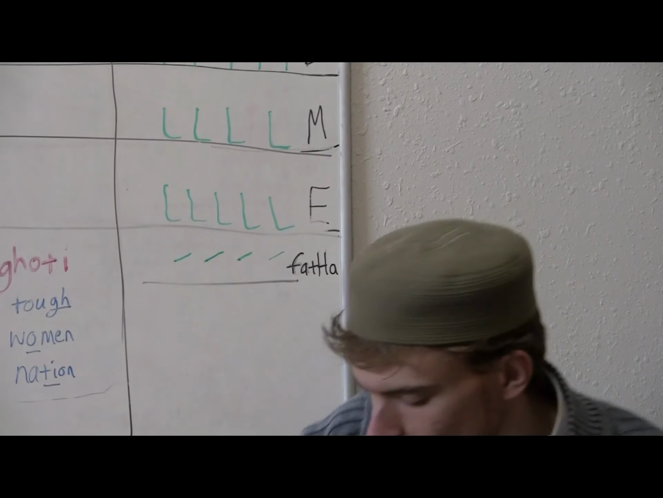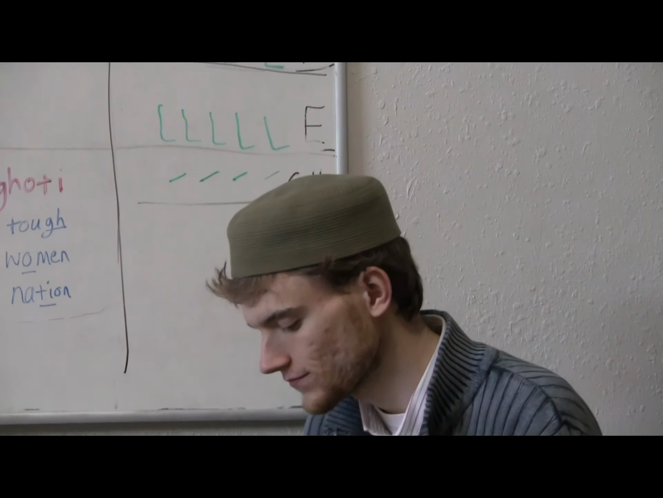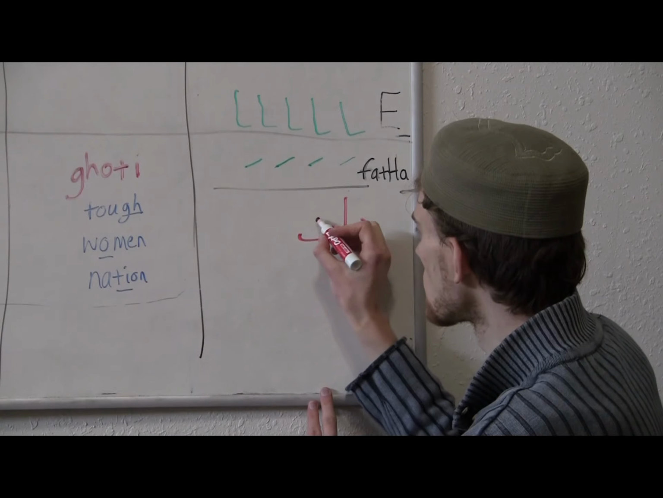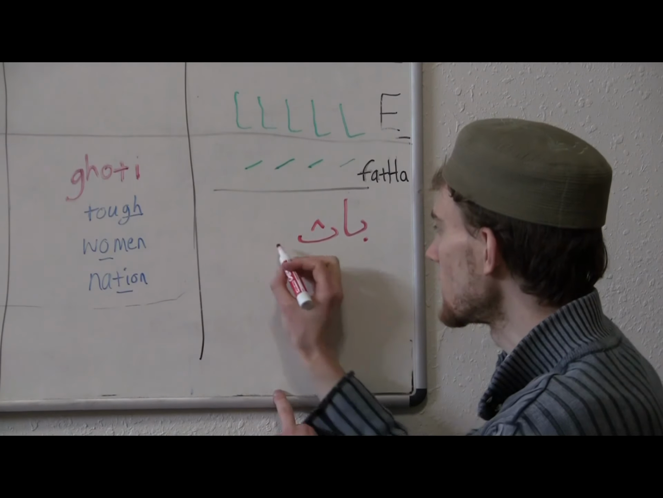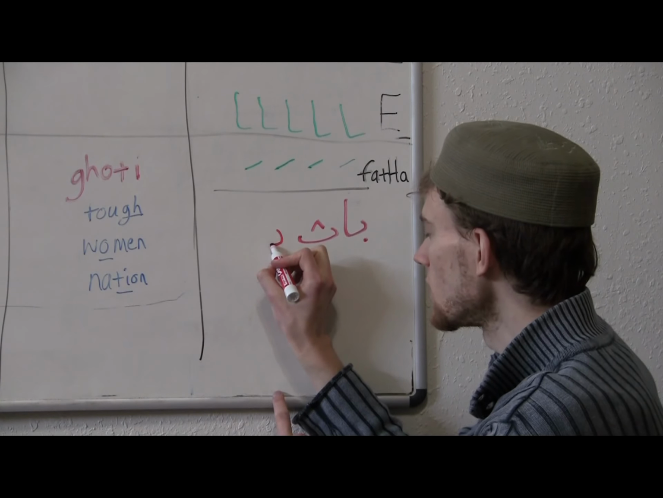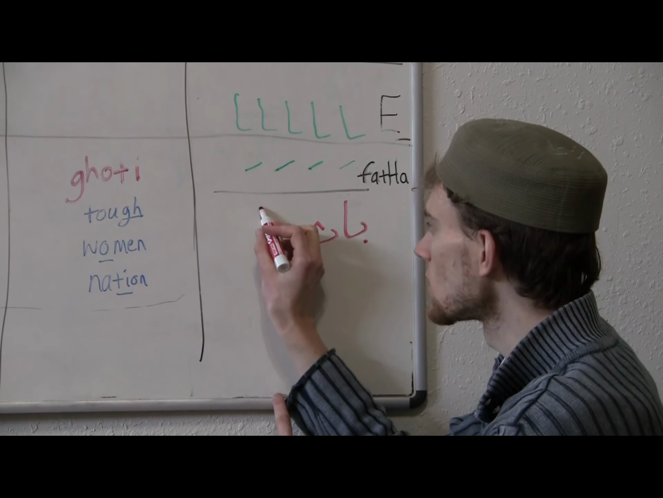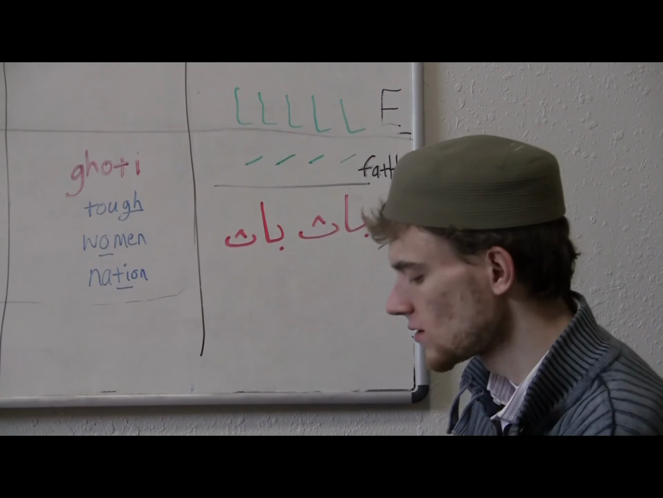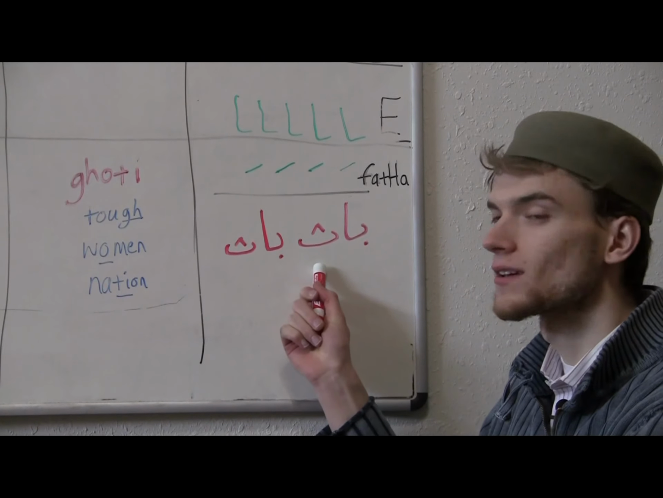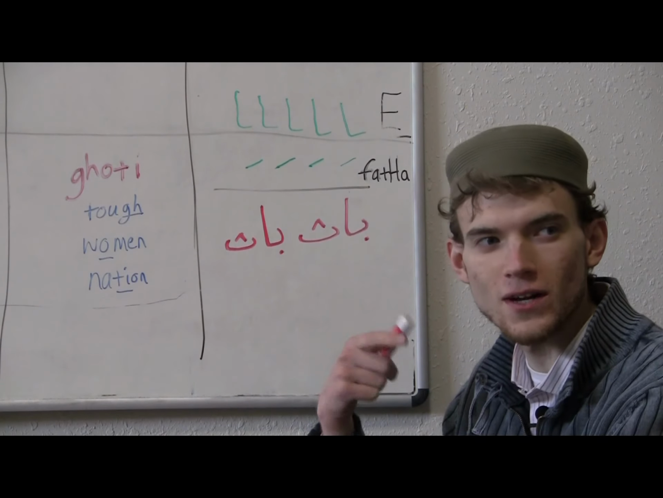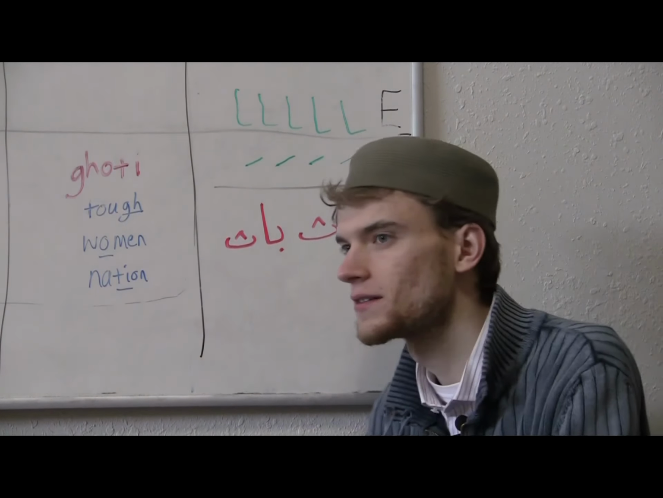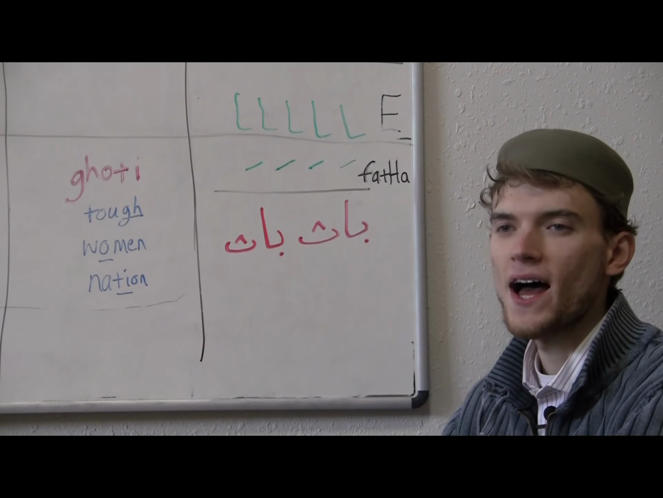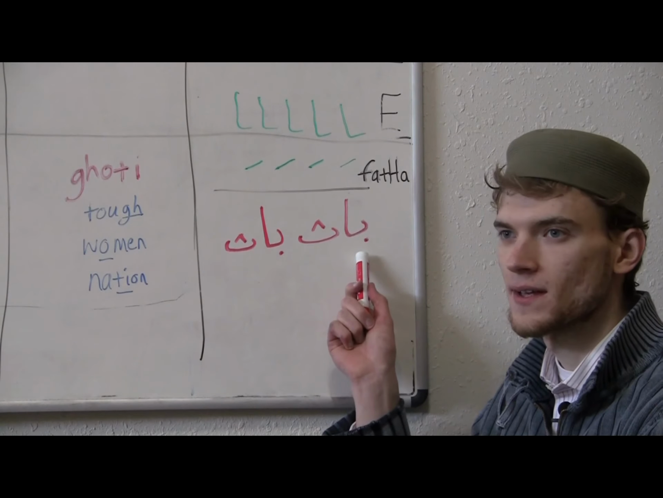Now, putting some of the things that we've learnt today together, everyone watch how I write this. I start with a ba in the first position. Now I'm going into an alif. And then I have a tha. So how do we say this? Everyone try to work it out in your head. Okay, now, how do we say it? Bath. Right? Everyone, bath.